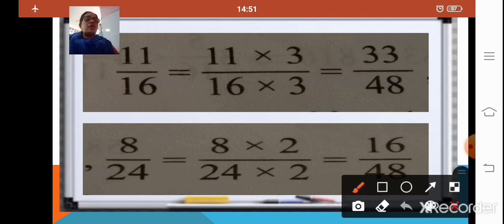Same way with the second fraction, 8 upon 24. 24 into 2 is 48. Numerator also you multiply by 2. So 8 2s is 16 upon 48. Now the denominator is same in both the fractions. Now what you have to do?